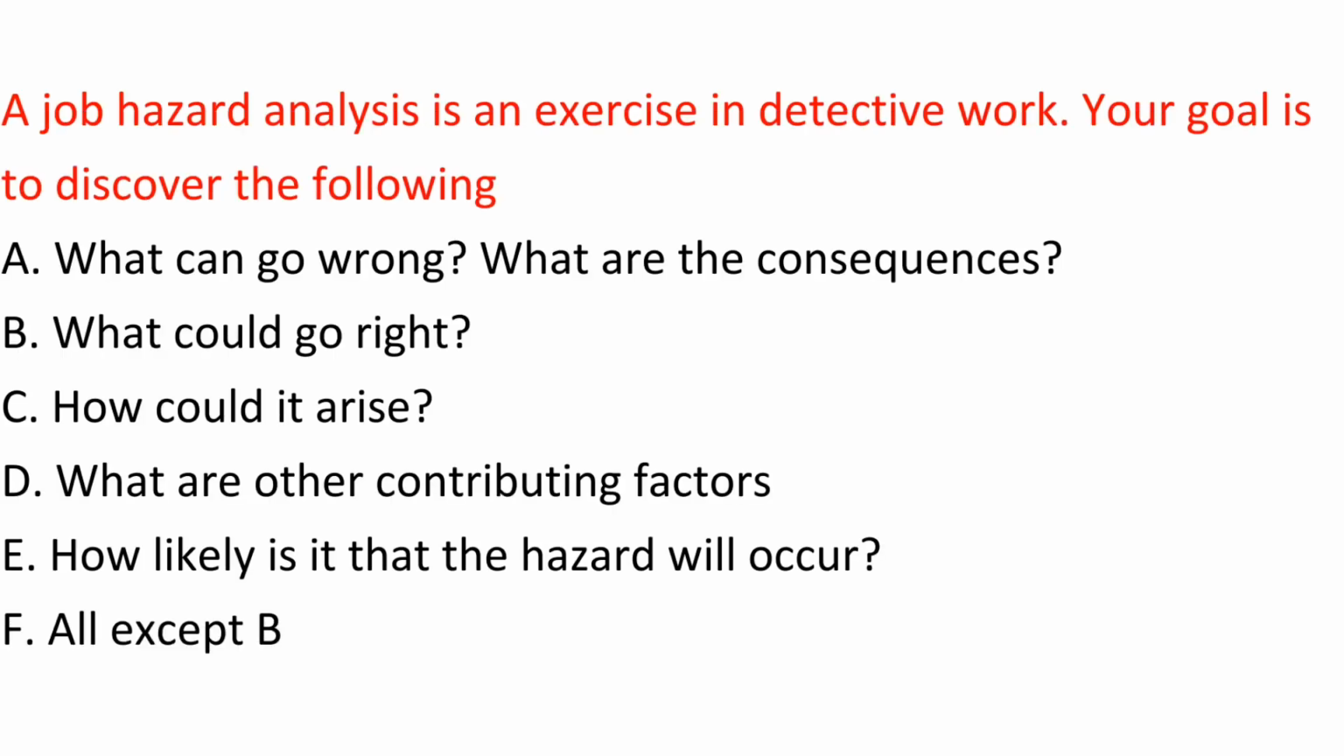Question. A job hazard analysis is an exercise in detective work. Your goal is to discover the following. A. What can go wrong? What are the consequences? B. What could go right? C. How could it arise? D. What are other contributing factors? E. How likely is it that the hazard will occur? F. All except B. Answer. F. All except B.